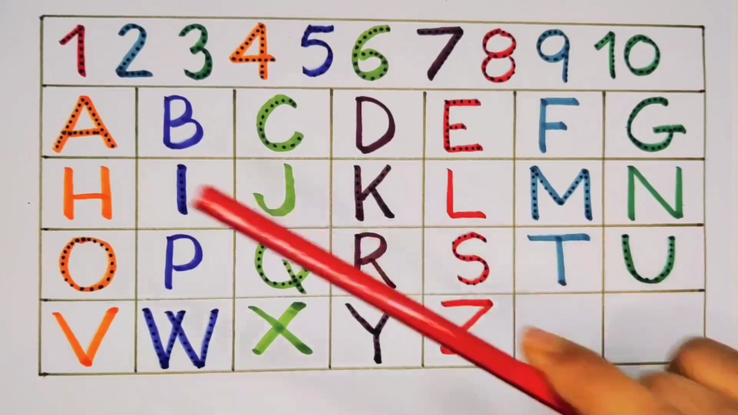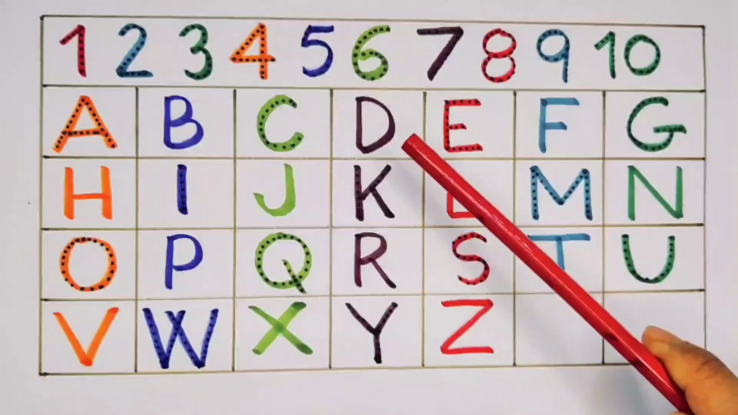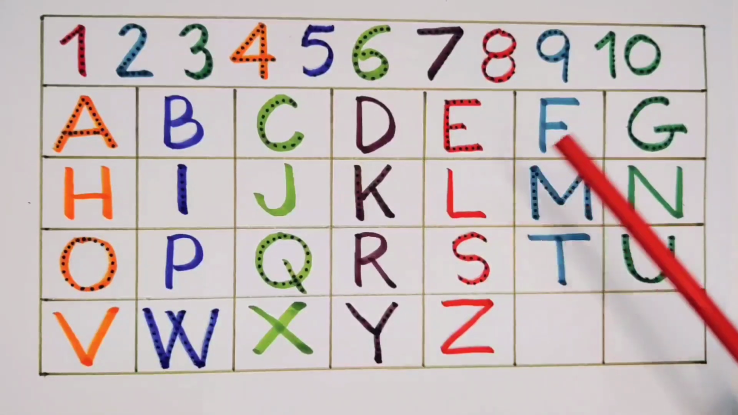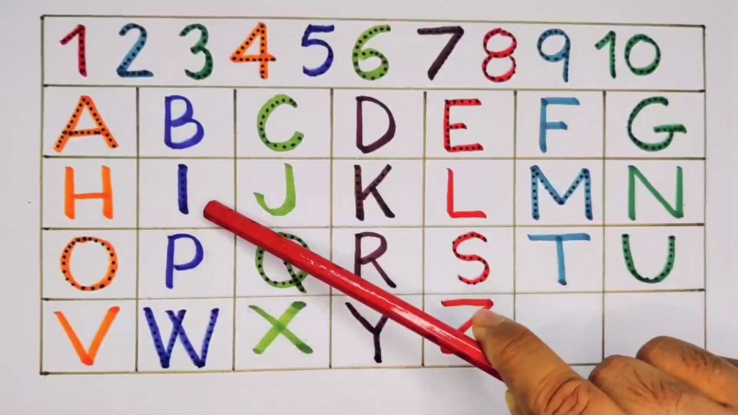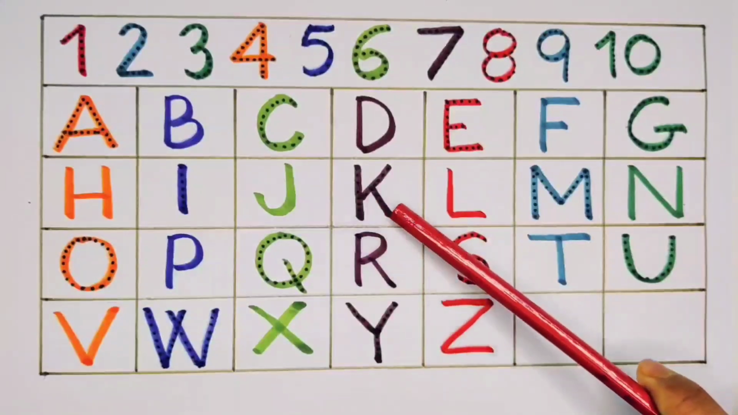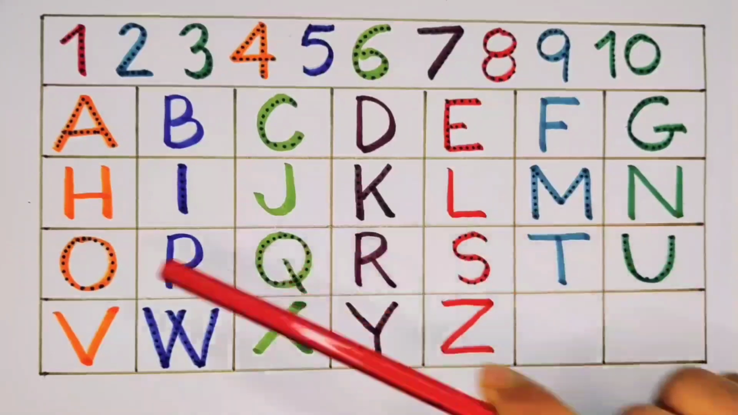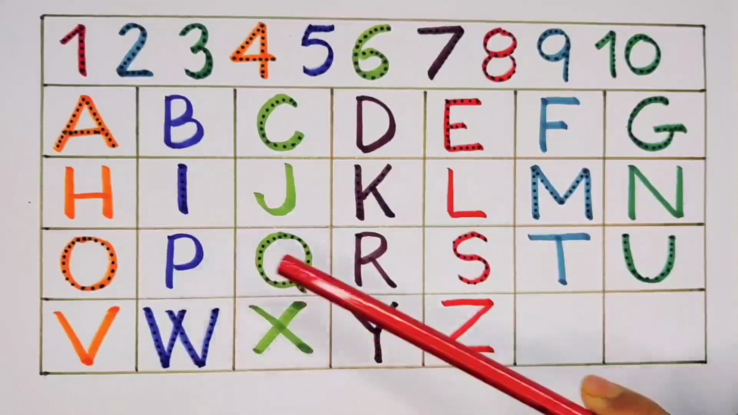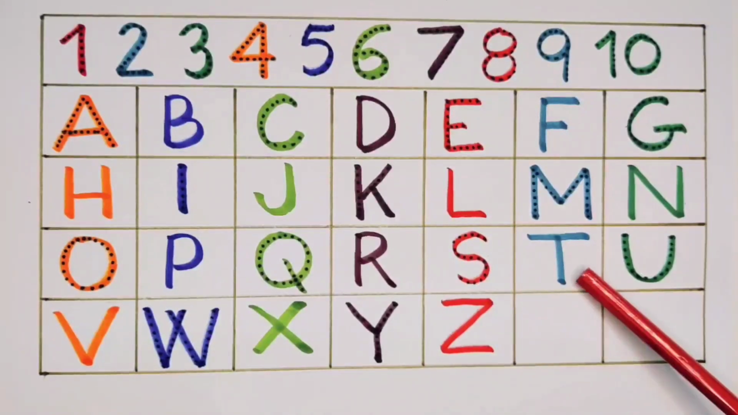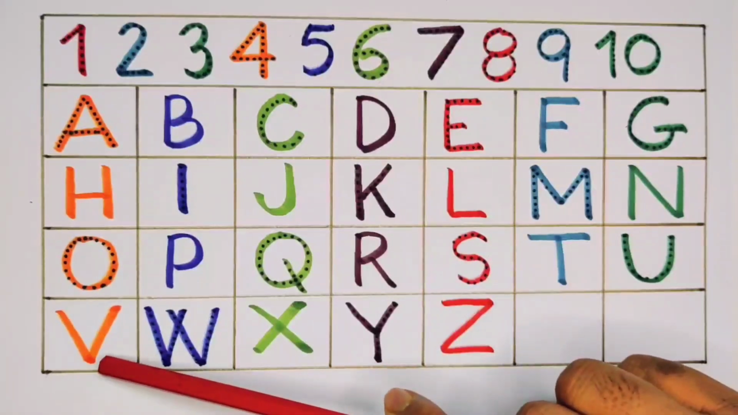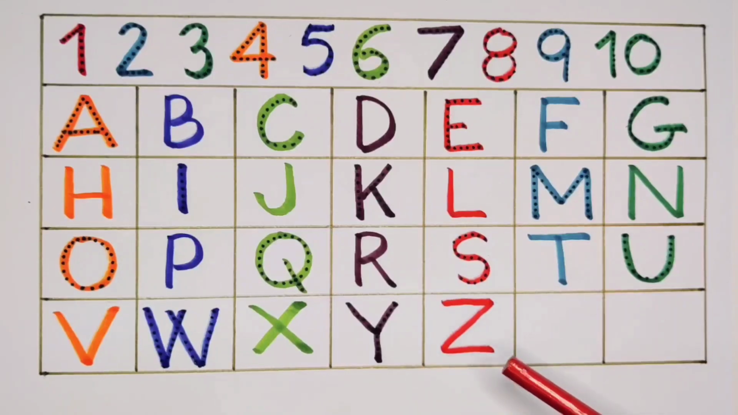What we learn? We learn A, B, C, D, E, F, G, H, I, J, K, L, M, N, O, P, Q, R, S, T, U, V, W, X, Y, and Z.